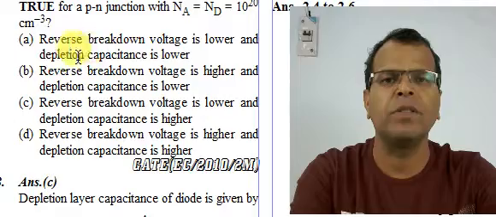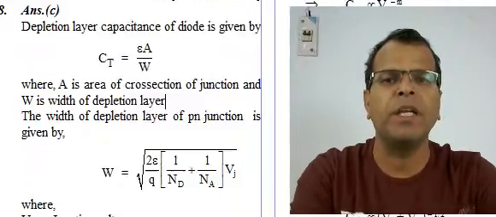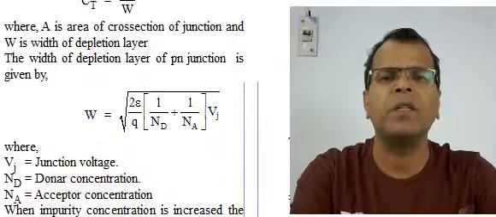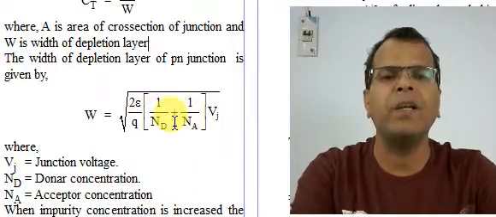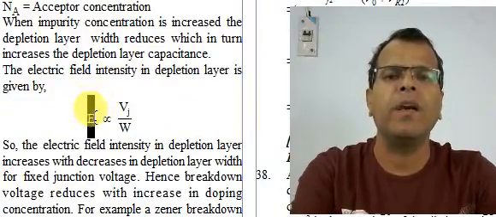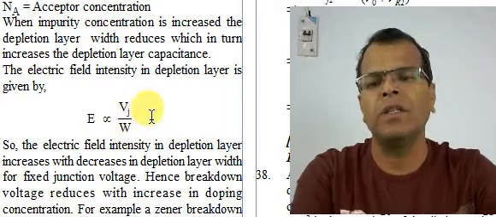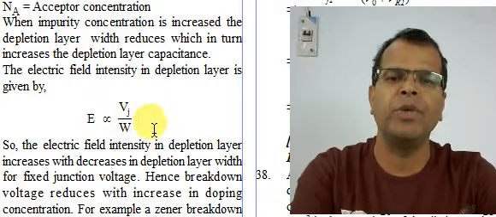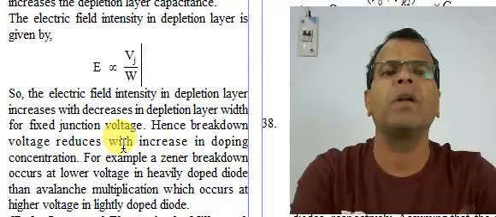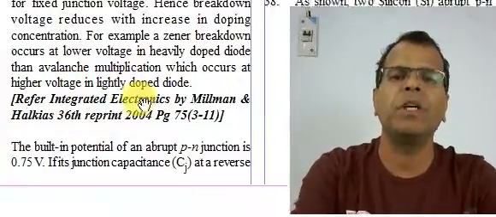So you can see from here, the answer is going to be from C and D, and the answer is C. But let us see, when you are increasing NA and ND, what has happened? W has reduced, and when W reduces, the electric field in the layer will increase, and when electric field in the layer increases, the breakdown voltage will reduce. That is the fact you need to remember. When electric field in the depletion layer increases, the breakdown voltage of the junction will decrease.